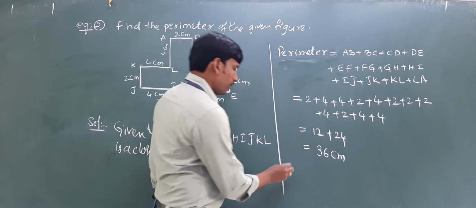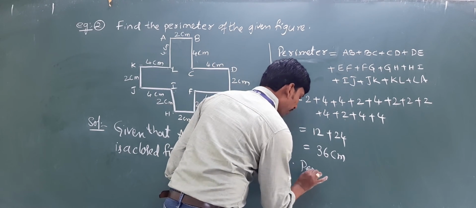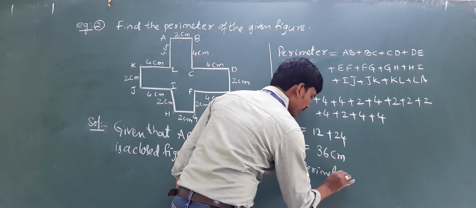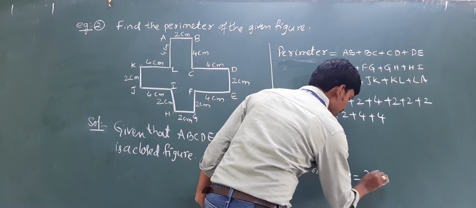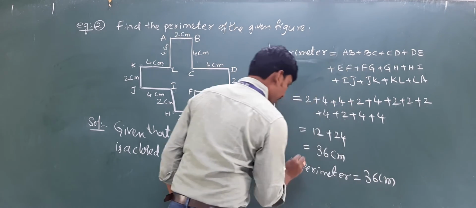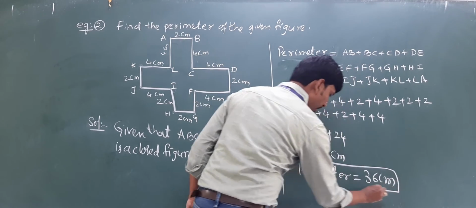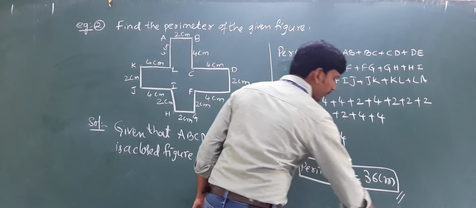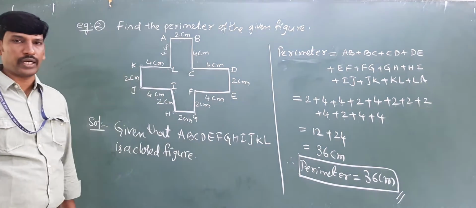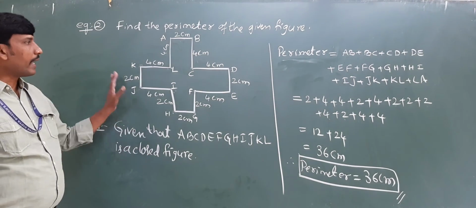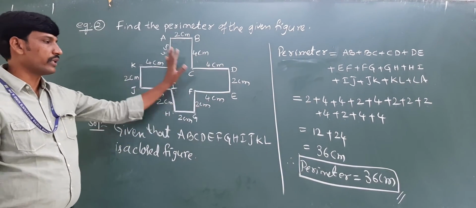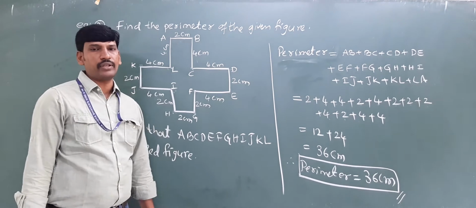So therefore, the perimeter is equal to 36 centimeter. That is your solution for the perimeter of the given figure. I hope you understood that. Clear? By adding all the sides of the given closed figure, you will get the perimeter of the given figure.